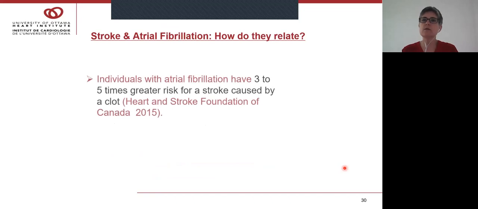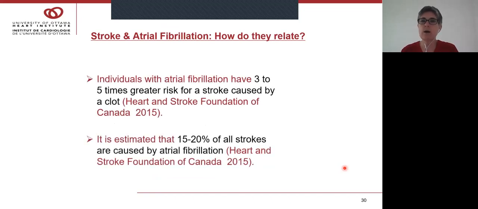So now we'll look at the risk of stroke with atrial fibrillation. How do they relate? So we know that people with atrial fibrillation are at 3 to 5 times greater risk of having a stroke caused by a clot, which is an ischemic stroke, than somebody without. And it's estimated that somewhere between 15 to 20% of all strokes are caused by atrial fibrillation. And for reasons that are not clear, we know that strokes caused by atrial fibrillation tend to be larger and more life-altering than the strokes that are not caused by atrial fibrillation.